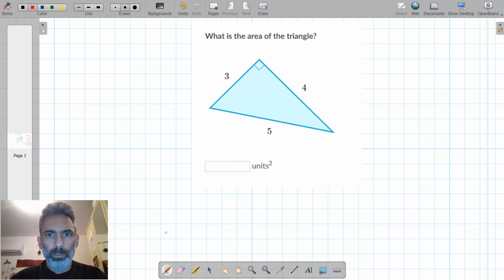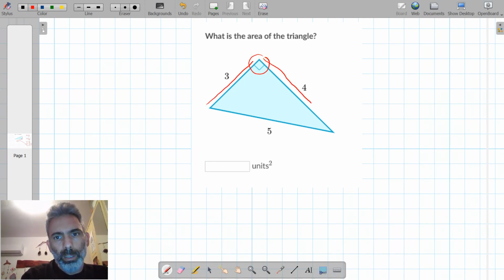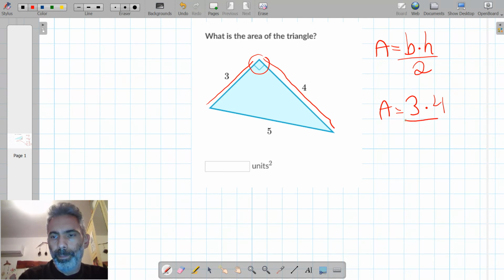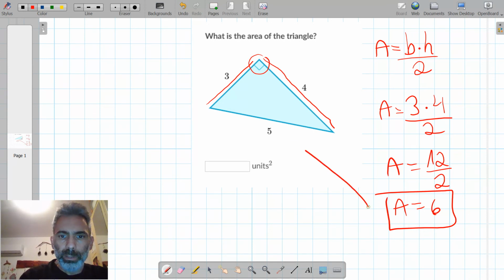What is the area of the triangle? Okay, so the right angle is here. So this means that this is the base and this is the height, or this is the base and this is the height. Okay, so the area is base times height divided by 2. So we know that the base is 3, the height is 4, or vice versa, and we divide it by 2. So the area is 3 times 4 is 12. 12 divided by 2 means that the area is 6.